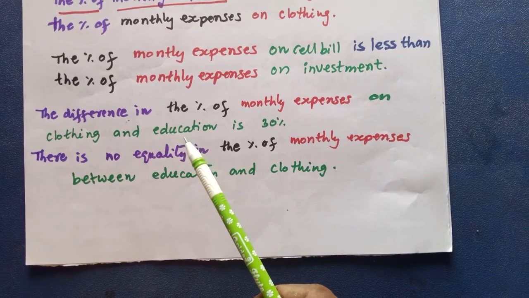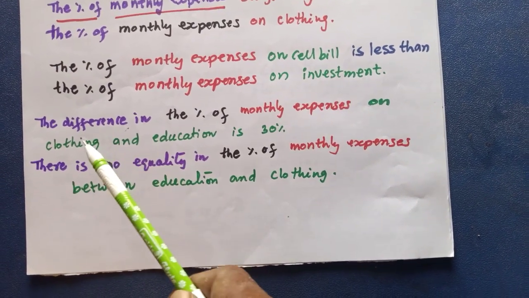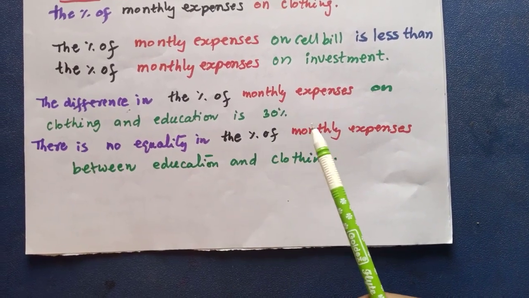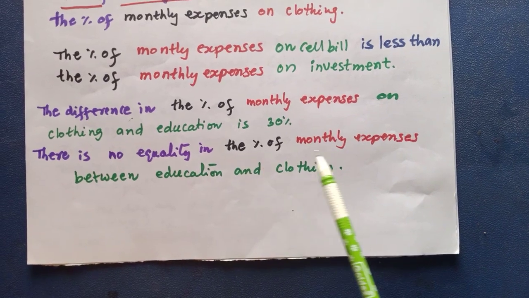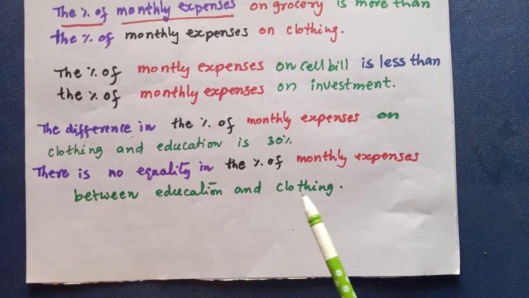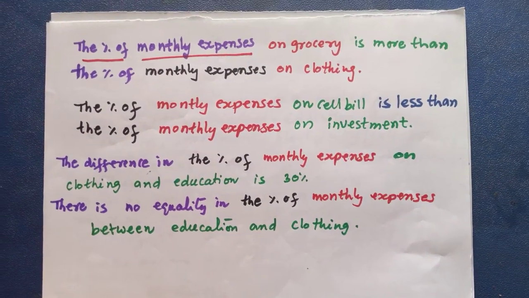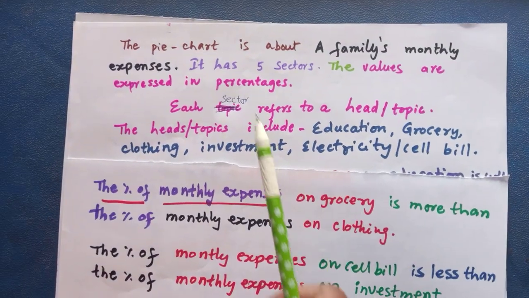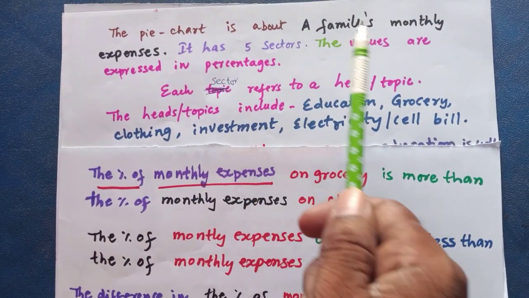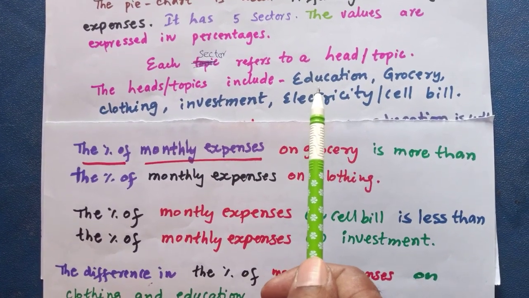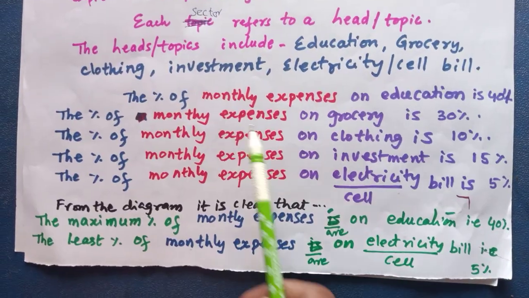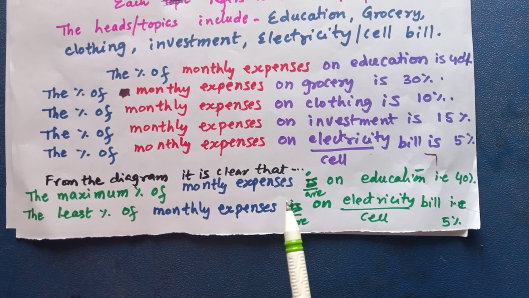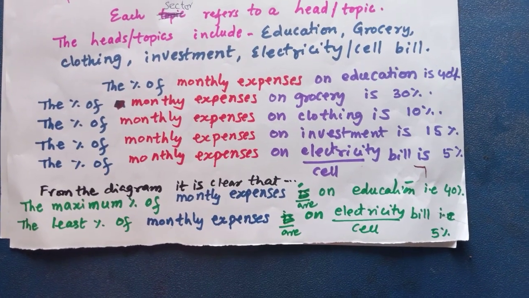And the last expressions are differences and equalities. The difference in the percentage of monthly expenses on clothing and education is 30%, and there is no equality in percentage of monthly expenses between education and clothing. Like this, we can write the description about a pie diagram very easily. Here, this is an introduction part. Here, we just have to write the topic names. Here we write the values of the topics, and then we write the interpretation of the pie diagram in a detailed way.